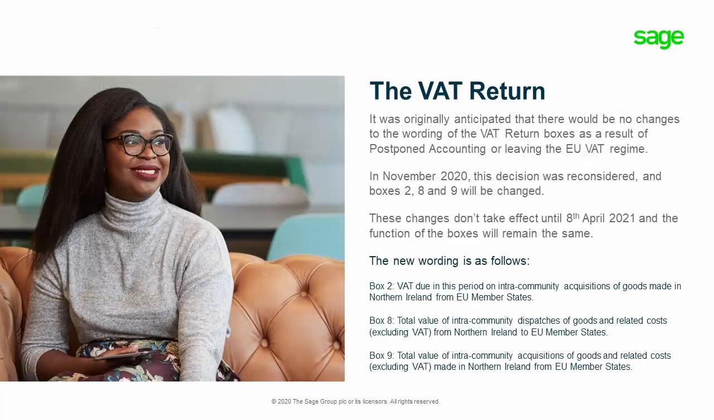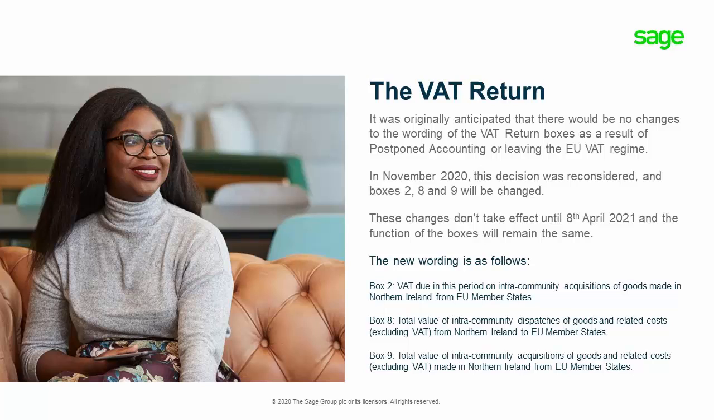Something else that's changing is the VAT return. Now, it was originally anticipated that there would be no changes to the wording of the VAT return boxes as a result of postponed accounting or leaving the EU VAT regime. But in November 2020, this decision was reconsidered, and boxes 2, 8 and 9 will be changed. These changes don't take effect until the 8th of April 2021, and the function of the boxes will remain the same. So the new wording is as follows.